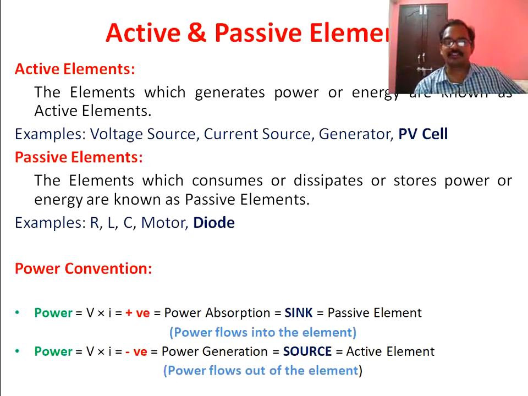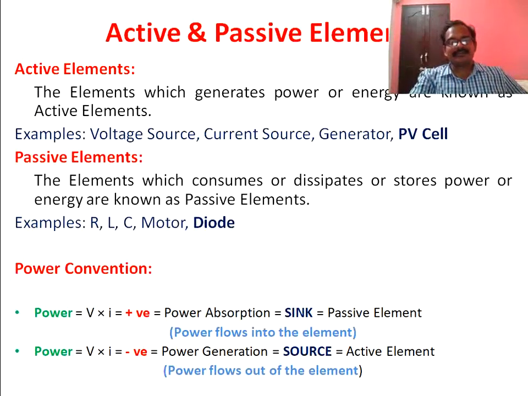Whereas the other power convention is the active element. Here in the case of an active element, power should be negative. In that case, voltage will never be negative, so voltage into current we take with negative current, minus I. V into minus I will be minus VI. So power is negative, which is nothing but power generation. So whenever the power is positive, it is power absorption. Whenever the power is negative, we call it power generation, that is, it acts as a source or an active element. If it is a source or active element, the power flows out of the element because it is generating power. This is the difference between an active element and a passive element.